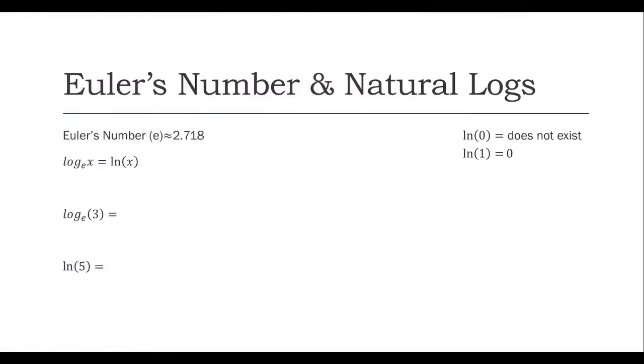Next, we have Euler's number and natural logs. So Euler's number, which is the letter e, is approximately 2.718. And the logarithm with a base of e, with a base of Euler's number, is what's called the natural log of x. So this is the natural log. So log base e of 3 is the same as the natural log of 3. And the natural log of 5 is the same as log base e of 5. What's important to note is that the natural log of 0 does not exist, and the natural log of 1 equals 0.